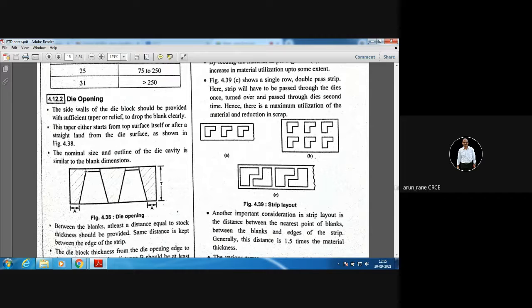And if this is 5 mm, then how many times you can do the regrinding? 5 divided by 0.5. So that is 10 times. You can do regrinding for 10 times. So that means you can use this die block for 1 lakh into 10. That is 10 lakh pieces. But if it is throughout, say 50 mm, then 50 divided by 0.5. That means you can regrind this 100 times theoretically.